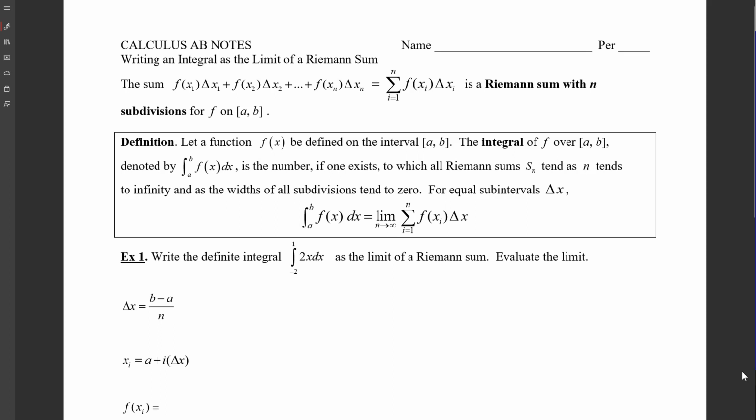Hi guys, I wanted to talk about writing an integral as a limit of a Riemann sum today. If you take the limit of a Riemann sum, it turns out that is the definition of a definite integral. So what do we mean by that?